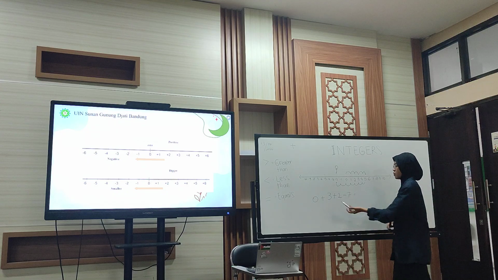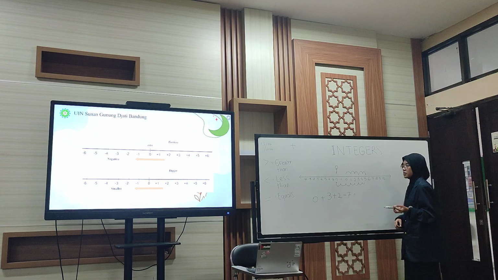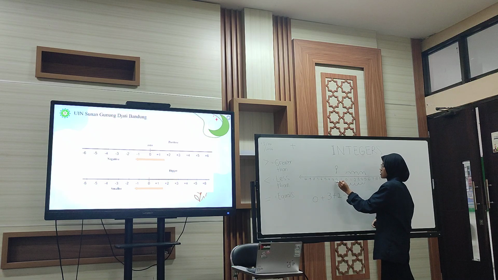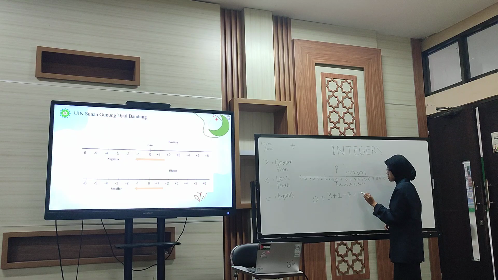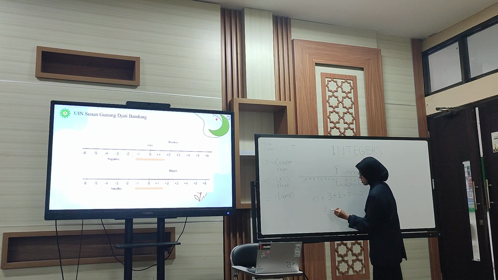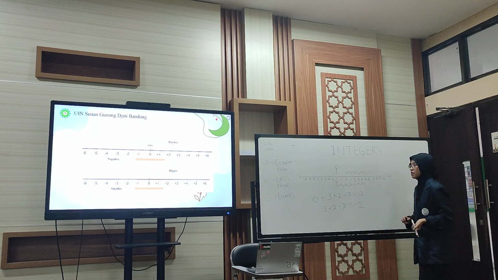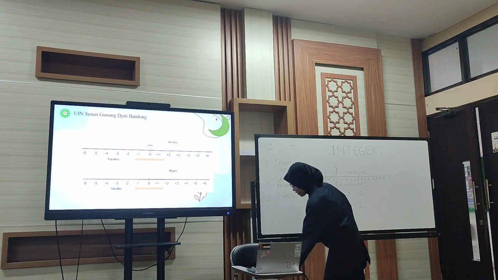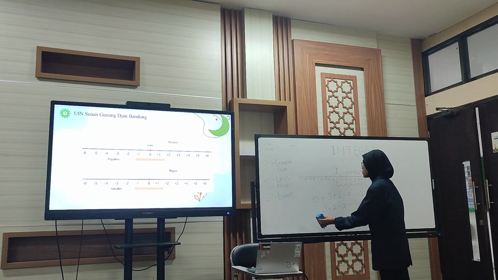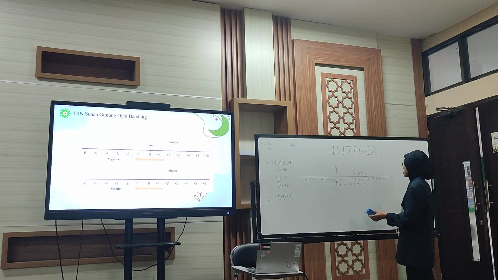So we got 0 plus 3 plus 2 minus 7 equals. Now the equals is the last number where you stop, which is minus 2. So if we write it again, we can write 0 plus 3 plus 2 minus 7 equals negative 2, or minus 2. Okay. And now I'm going to explain the second condition.